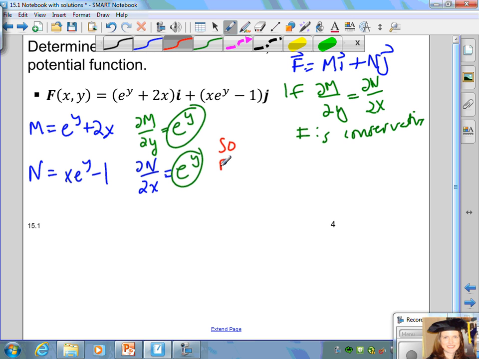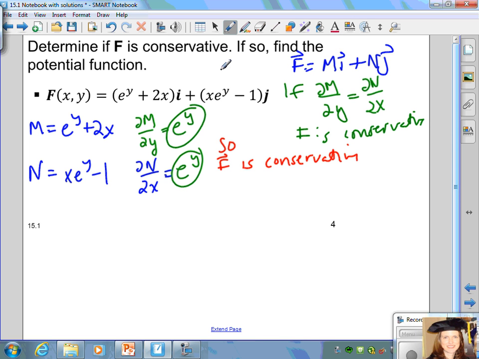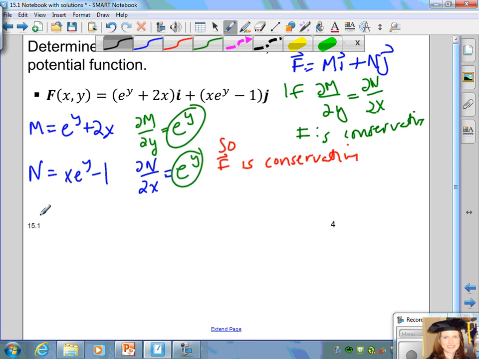So F is conservative. And if it is conservative, then we can find a potential function. Okay, if it is, let's find the potential function. The way we find the potential function is by integrating M with respect to x and integrating N with respect to y. And we're going to combine those to find our potential function f of x, y.